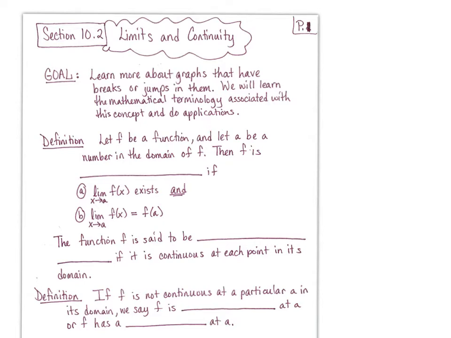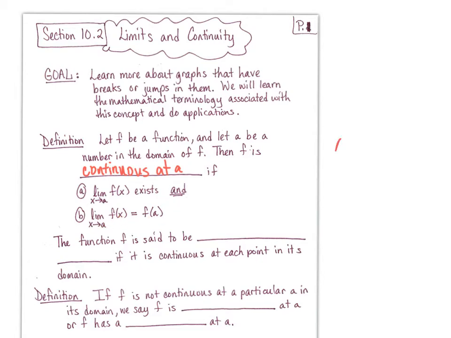Okay, so let's start out with the definition. Let f be a function and let a be a number in the domain of f. Then we say f is continuous at a if the limit of f(x) as x approaches a exists and the limit of f(x) as x approaches a equals f(a).